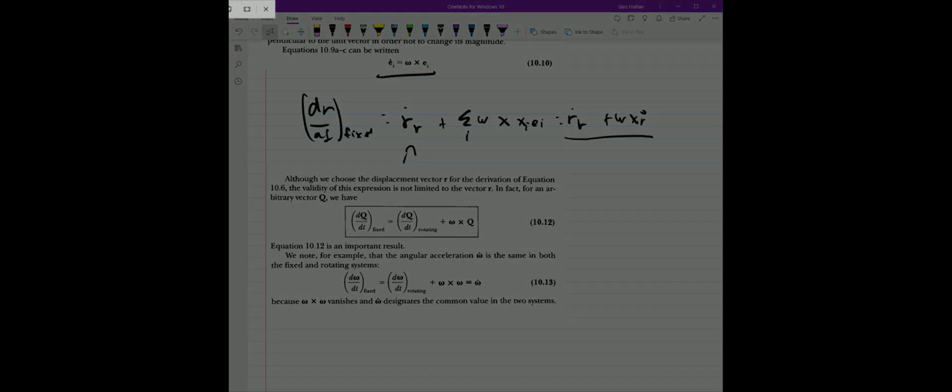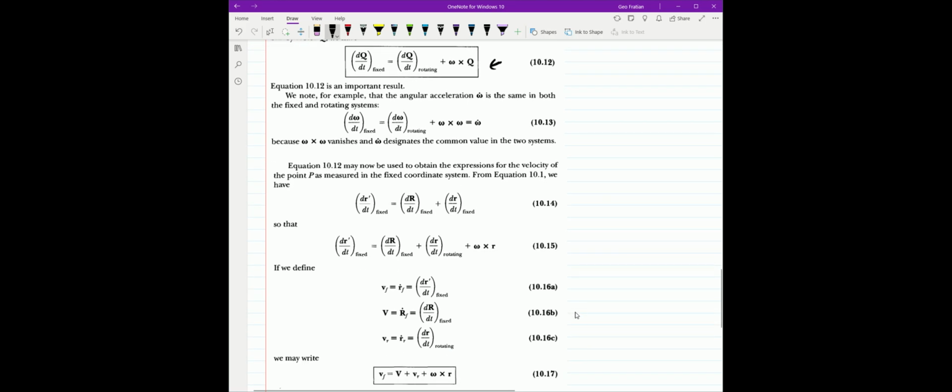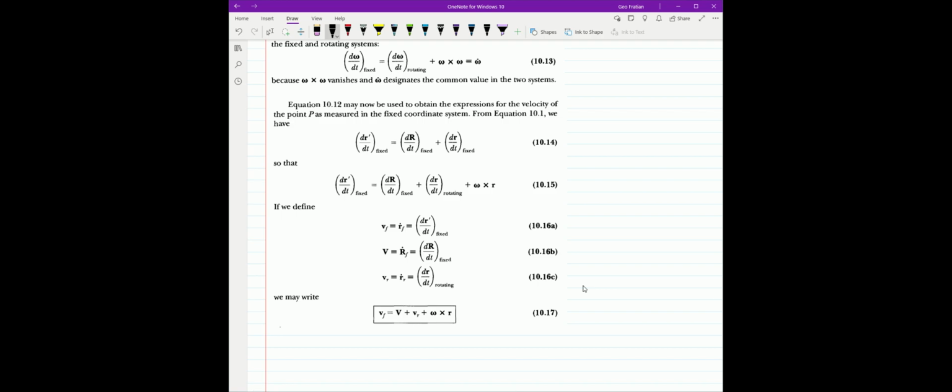Okay, so now we can use our equation 10.12 right here for the arbitrary vector q to obtain the expressions for the velocity of the point P as measured in the fixed coordinate system. So from equation 10.1, we have r fixed is equal to big R plus r, which, remember, this vector r is from the non-prime system, the rotating system. It's where P is located from its origin. So we can define V fixed, which is probably what they're talking about. Yeah, fixed.